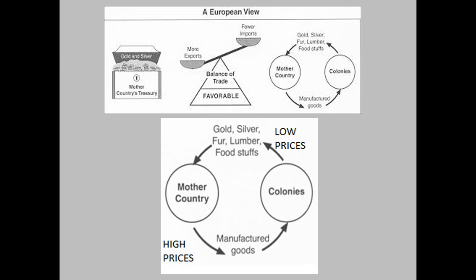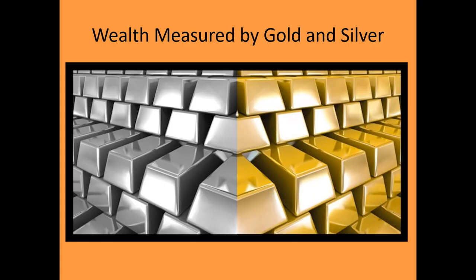And to a mercantilist country, what measures your wealth? It's measured by how much gold and silver you have. The more the merrier. And if you don't have enough money, how do you get it? You sell more than you buy. So it had a strict set of rules, so a country gains more than it loses.